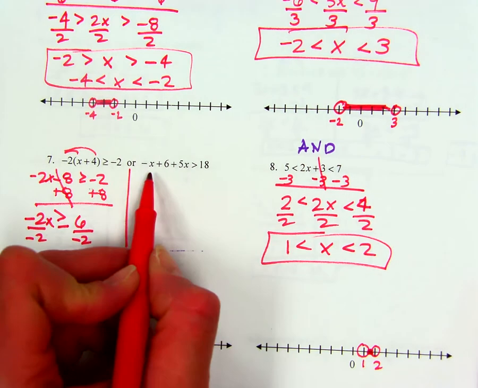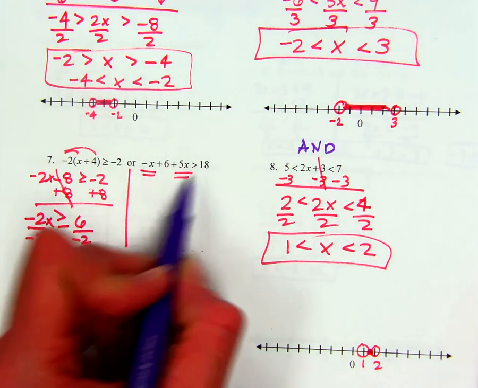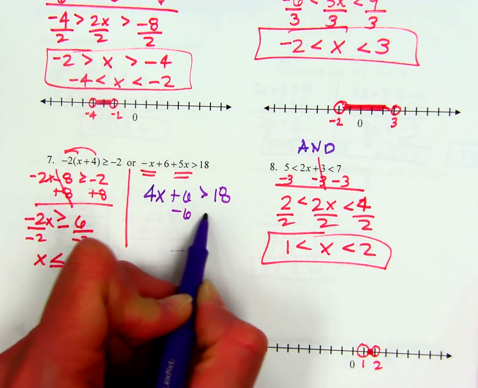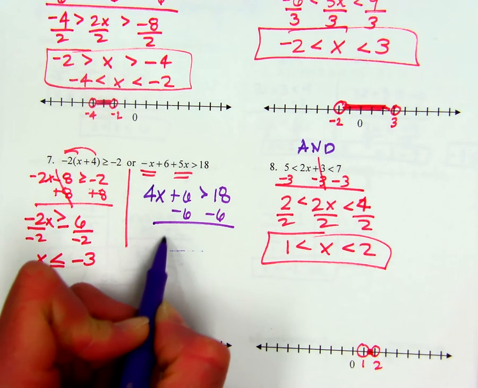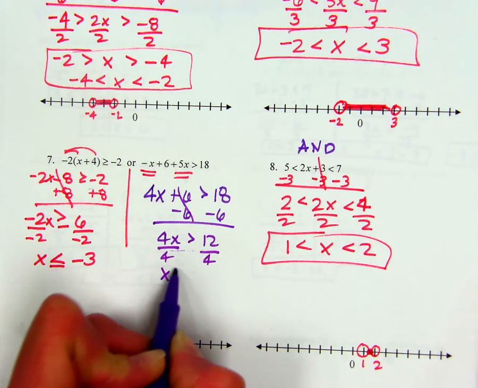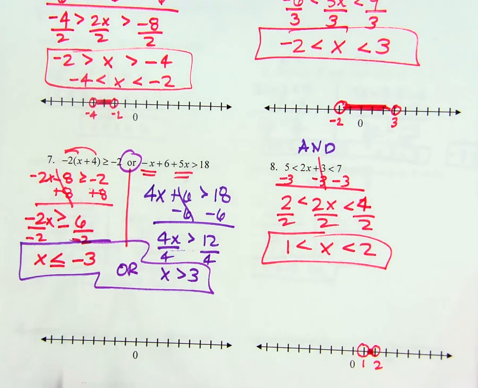Over here, I don't have distributive property, but I have like terms on the same side of the equation, so I've got really 4x plus 6 is greater than 18. Then you want to undo your 6. So we have 4x is greater than 12, and divide by 4, so x is greater than 3. And this is an or. Always go back and double check what's the connecting word.